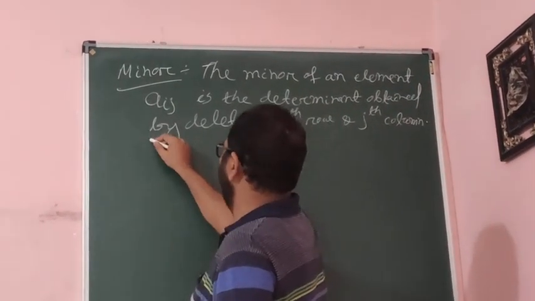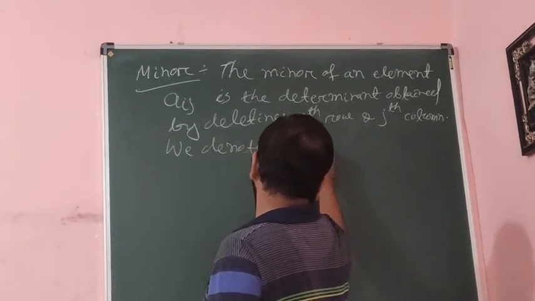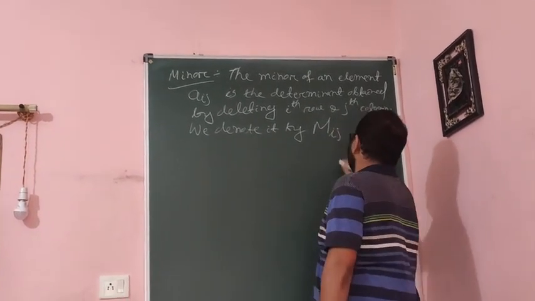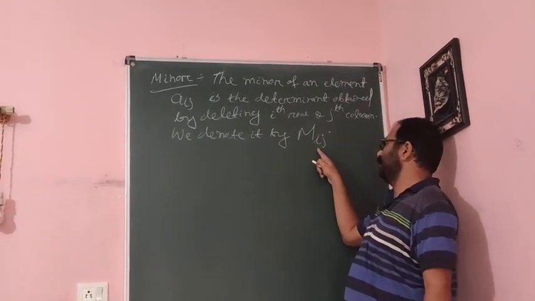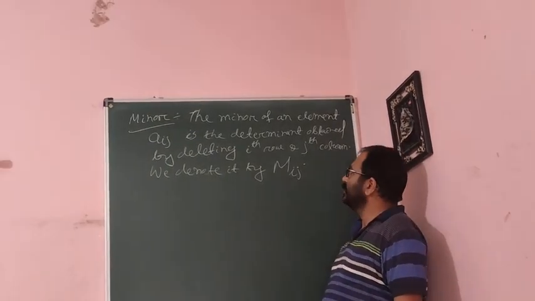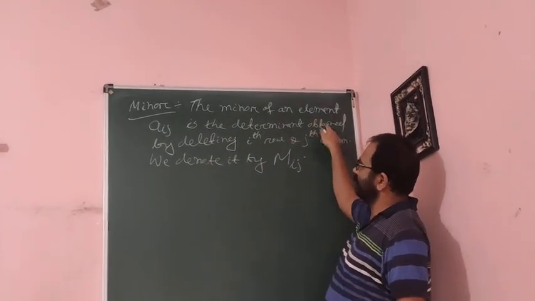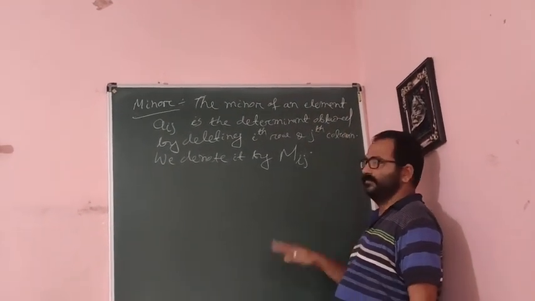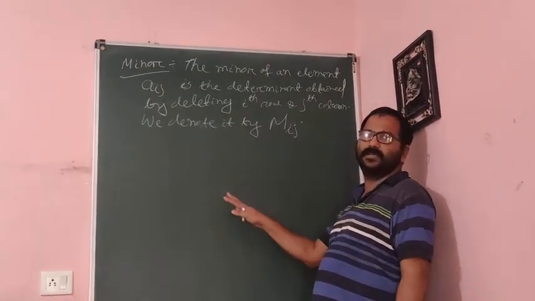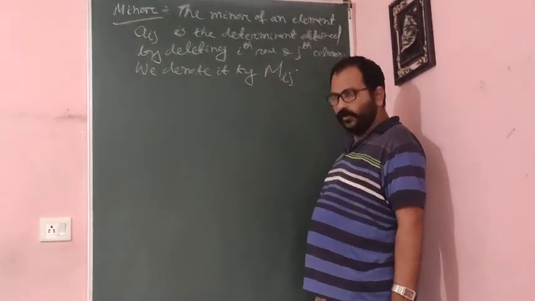Okay, we denote it by capital Mij. So capital Mij is the minor of the element small aij. So the minor of an element aij is the determinant obtained by deleting the ith row and jth column. Meaning you have to delete the ith row and jth column, then find the determinant of the remaining elements, then you will get the minor. Okay.